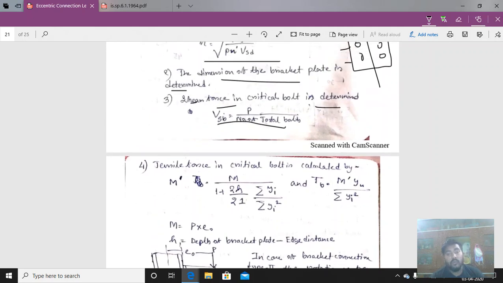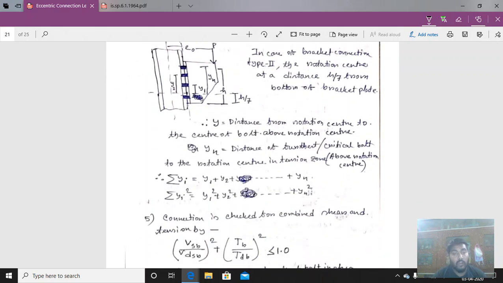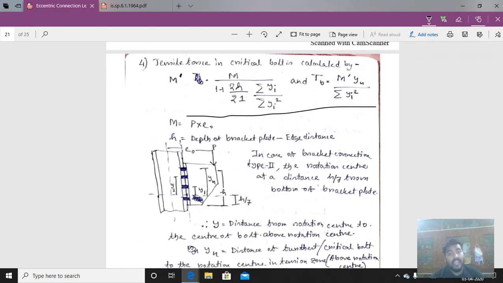Tensile force in the critical bolt is calculated by this formula. This is similar to that formula. I have discussed what M is and what H is. It is similar in this case also. Here also H is equal to the depth of the bracket plate minus the edge distance.